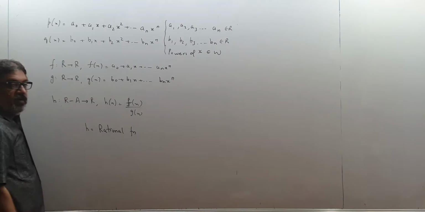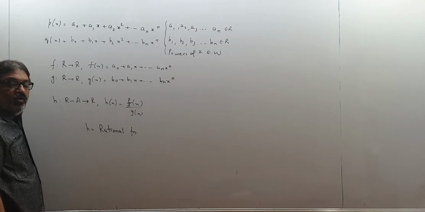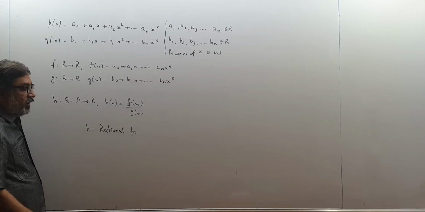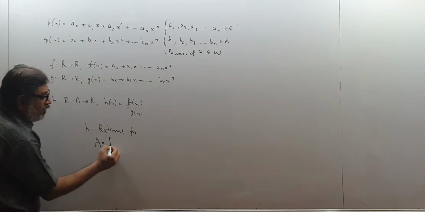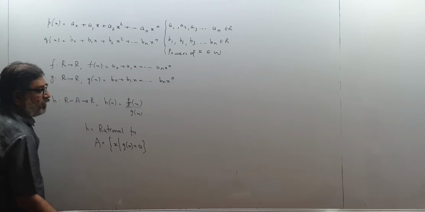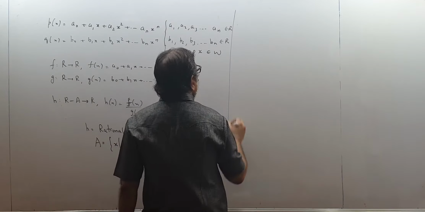What did I write as A over here? What does it say? This set A will contain those elements for which g(x) will be 0. This A will contain those elements of x for which g(x) will be 0. To understand this point, let us think.